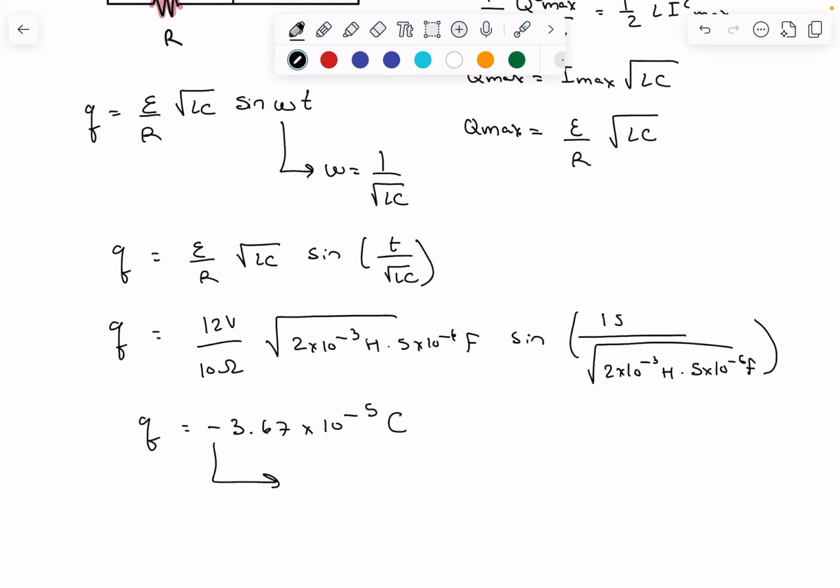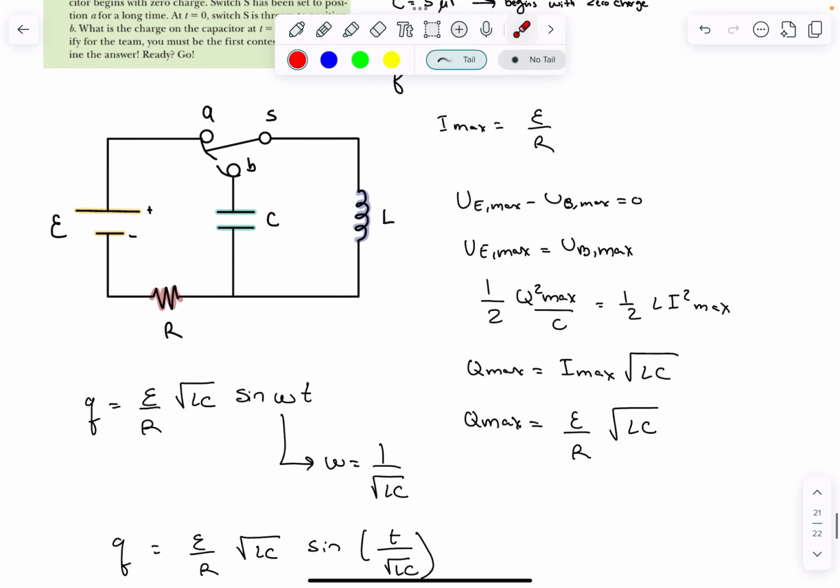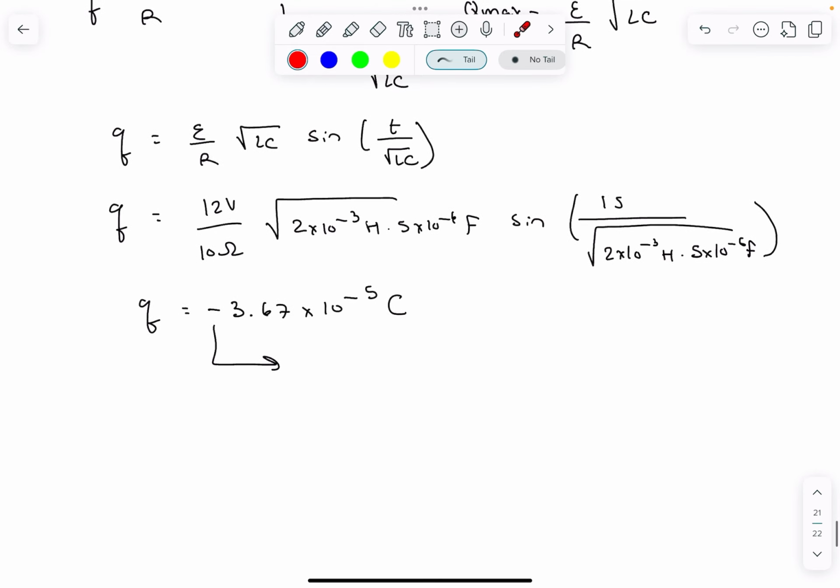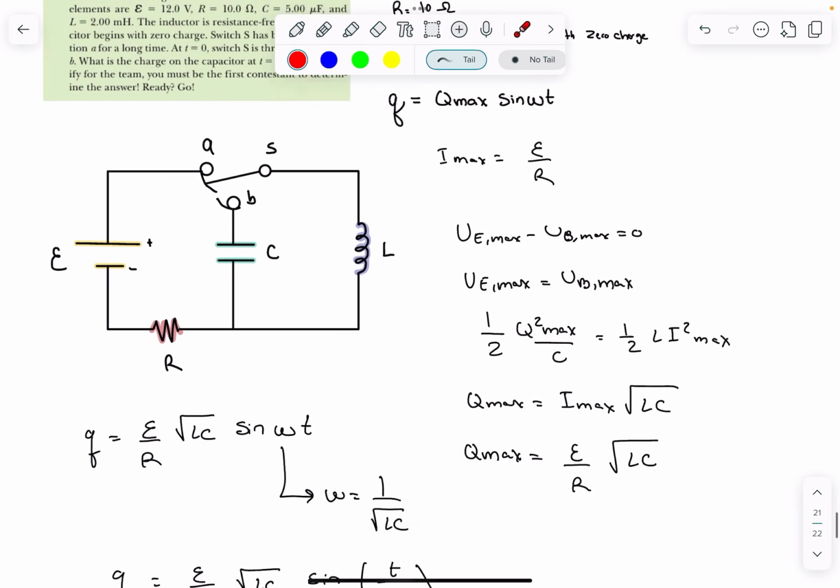This negative sign is simply indicating that the polarity of our capacitor here is swapped relative to what we would expect it to be. So here it'd be plus, but it's actually going to be minus here and then plus here. And that is it for this question.